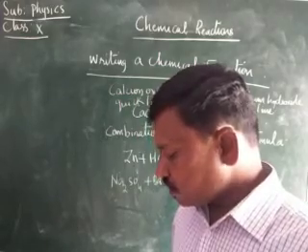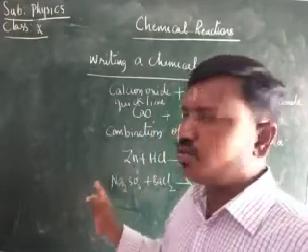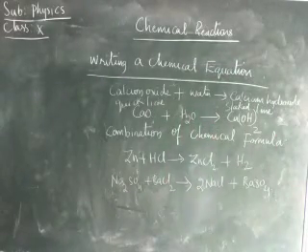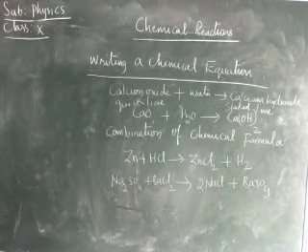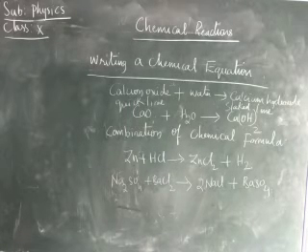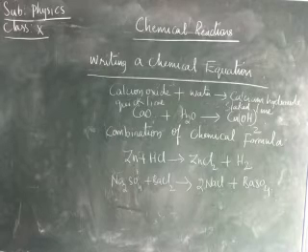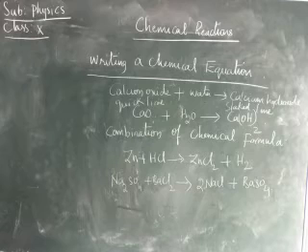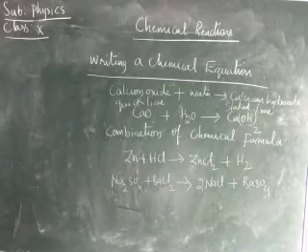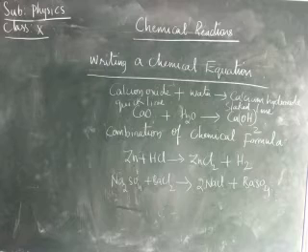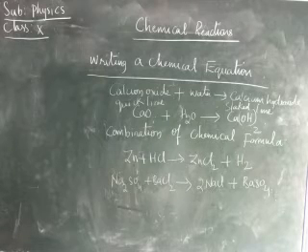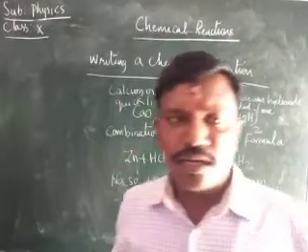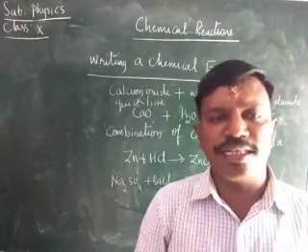Okay, and here the number of atoms on the left side will be equal to the number of atoms on the right side, children. Of each and every atom, the number of atoms present on the left side should be equal to the number of atoms on the right side. Writing the number of atoms on the left side equal to the number on the right side is called the balancing of the chemical equation. That we will be learning in the next class, children.